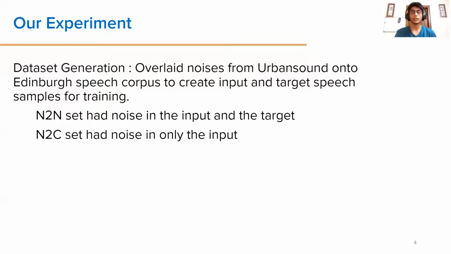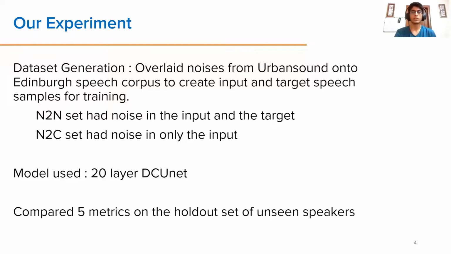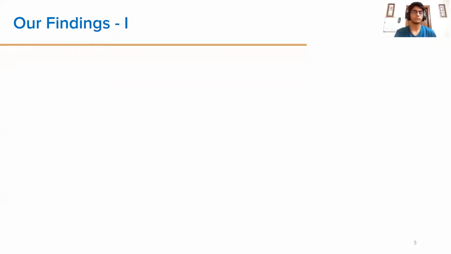And there's noise to clean, which is just denoted by N2C. And this is a traditional deep neural network training dataset. There is noise present only in the input. We use a 20-layer DCUnet model, and we train them the exact same way, barring the datasets that we used. We compared 5 different metrics on a whole set of unseen speakers that the network had never seen before.